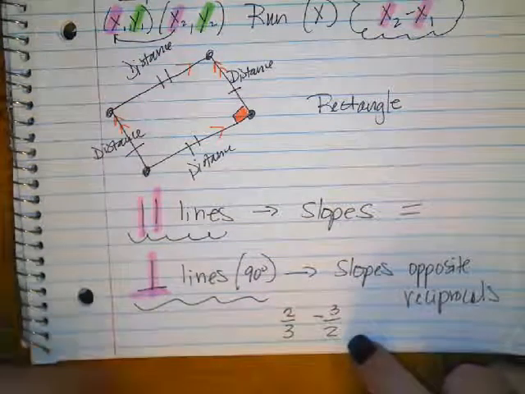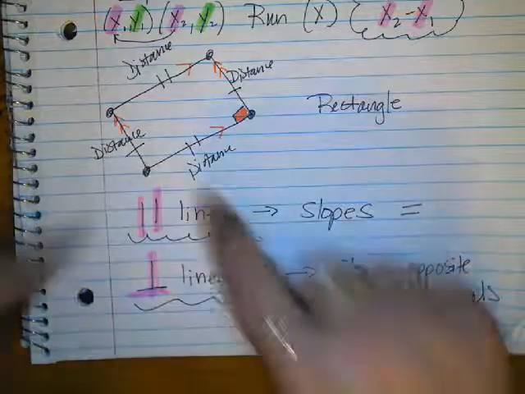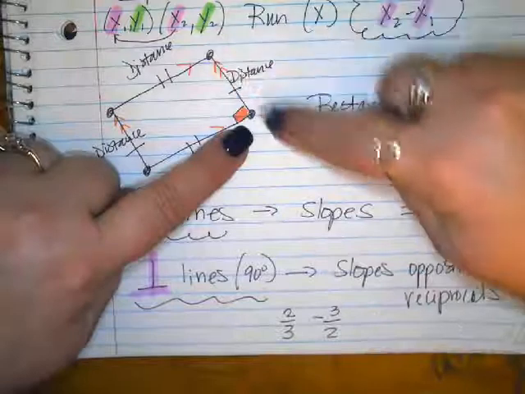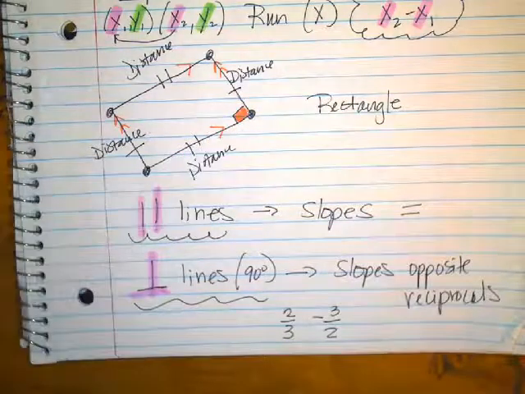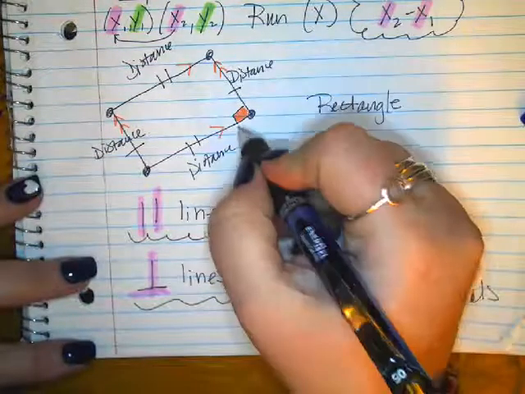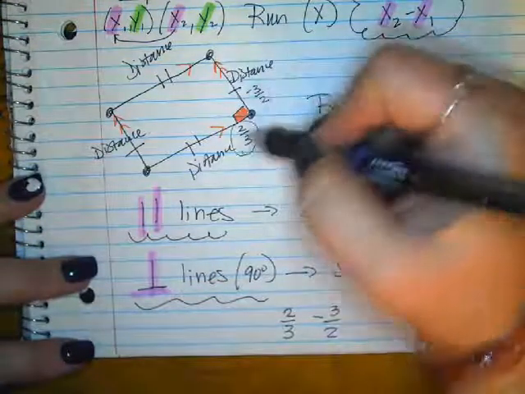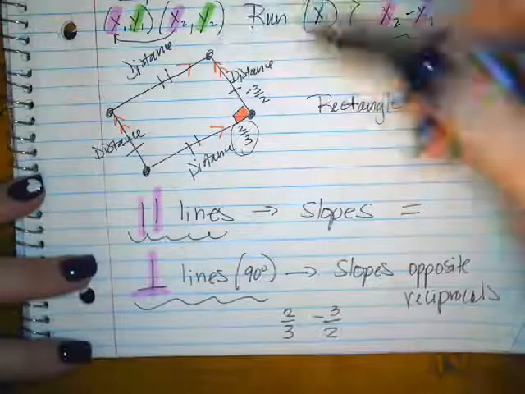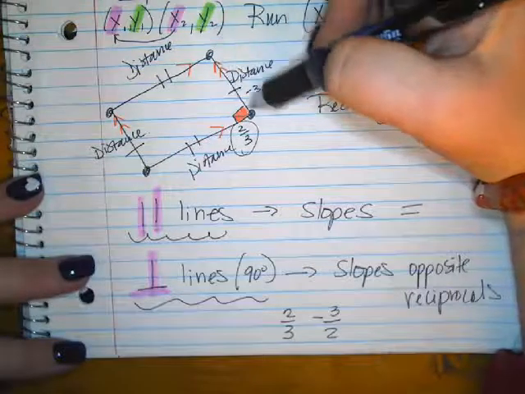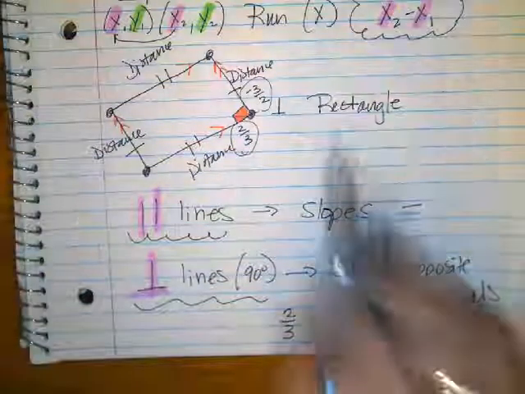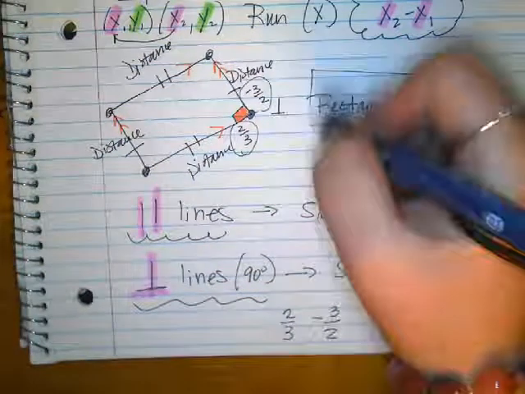So if I found, for instance, that this one had a slope of 2/3 and this one had a slope of -3/2, then I would know that they're perpendicular. If this was the slope of this guy up 2/3, and this was down 3/2, then I would know that those guys are perpendicular, which helps me prove that to be a rectangle.